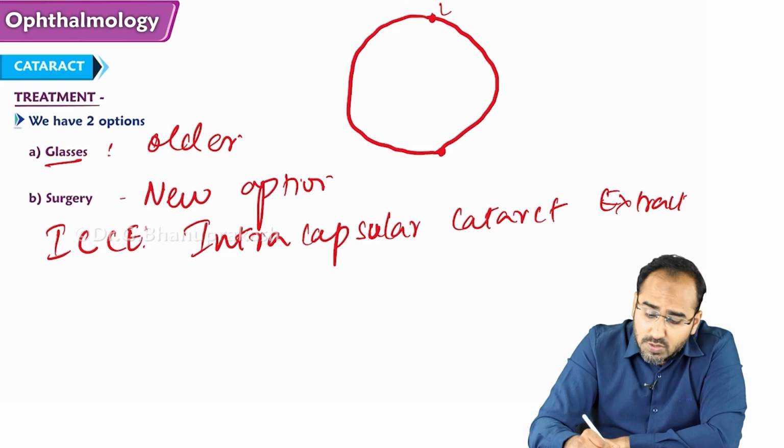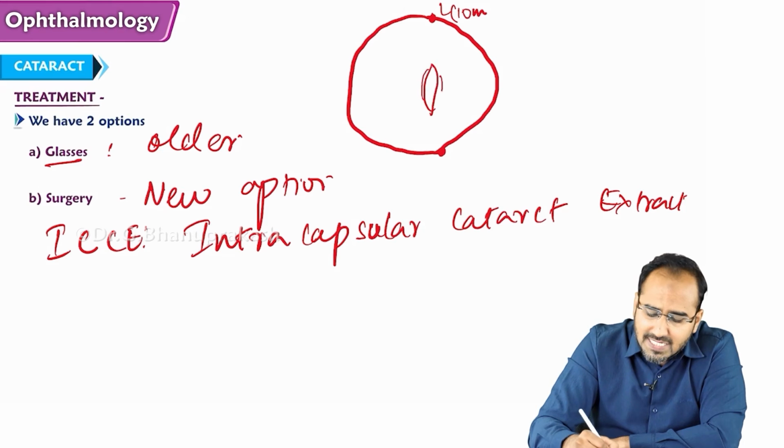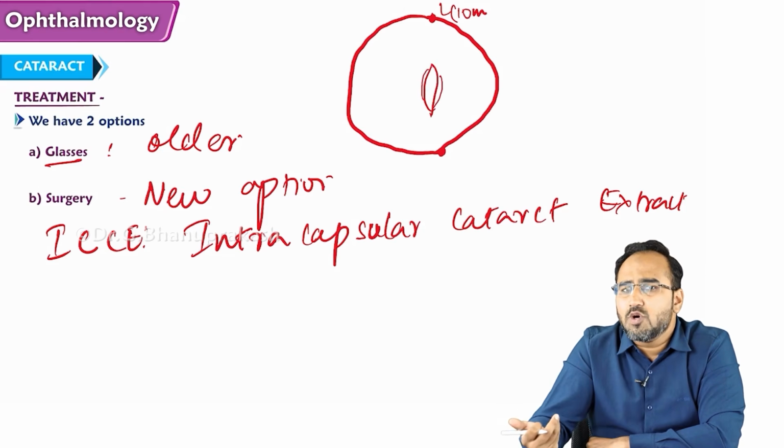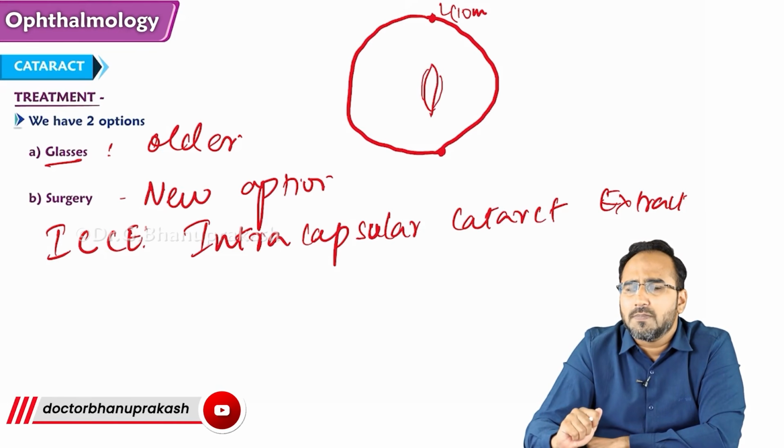Okay? So we used to give a 10 mm incision. We used to open from here. After opening from here, what we used to do? We used to remove the lens as well as the capsule. As we were removing the lens as well as the capsule, the patient was developing what complication?